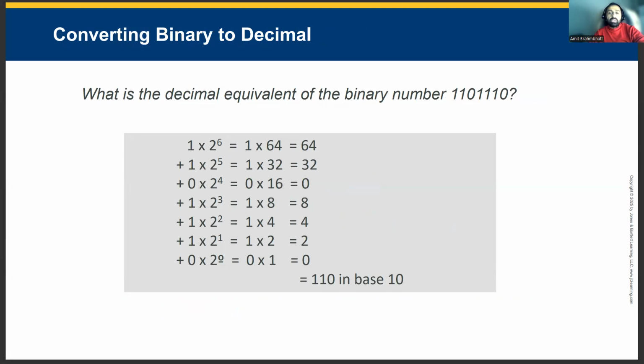Now, here is an example of converting a binary number to base 10. In the same fashion, we count how many digits it is. So it's a 7 digit number. We start by multiplying the first digit by 2 to the power 6. Then the next digit is multiplied by 2 to the power 5, all the way to the last digit 0 multiplied by 2 to the power 0, which gives you 0. Adding them all up gives you 110 in base 10.